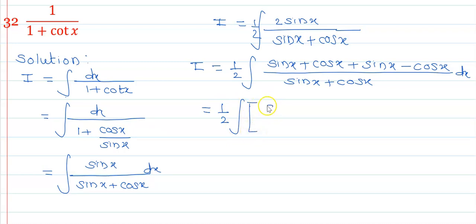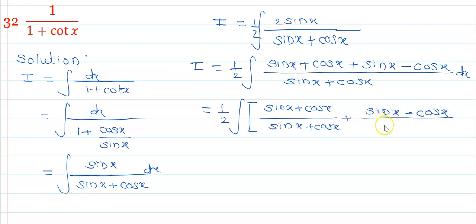What is that here? Sin x plus cos x upon sin x plus cos x. Next is a sin x minus cos x, sin x minus cos x upon sin x plus cos x, here the bracket is complete into dx.